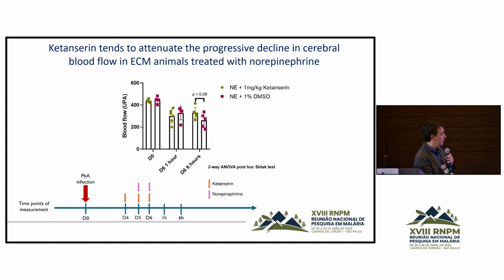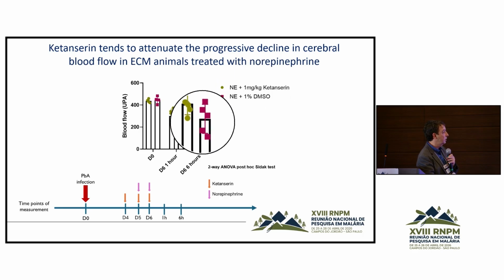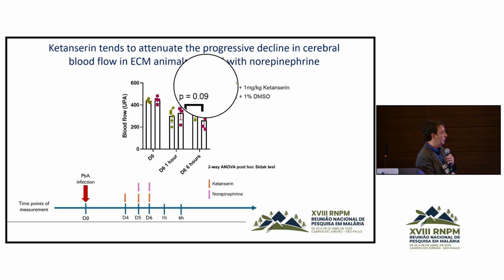And this is preliminary data, but when we add ketanserin with norepinephrine, you're regulating the pressure, and then you have an improvement of cerebral flow in the animal. This is not meaningful, we didn't have many animals, but maybe we could have more interesting results.